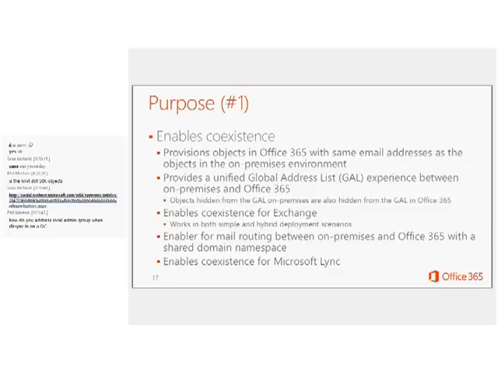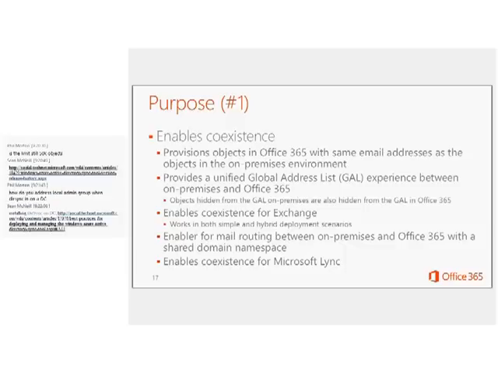DirSync enables coexistence for Exchange. So whether you're doing simple or hybrid with Exchange, you have to have DirSync running to be able to do that. It's the enabler for mail routing. So it is really what enables the mail routing with a shared domain namespace across cloud to on-premises, and it also enables coexistence for Lync.